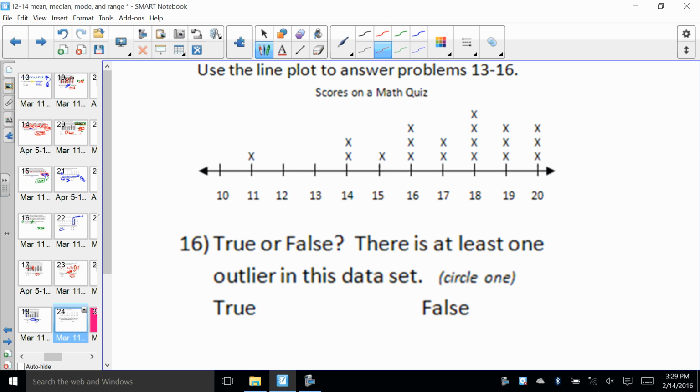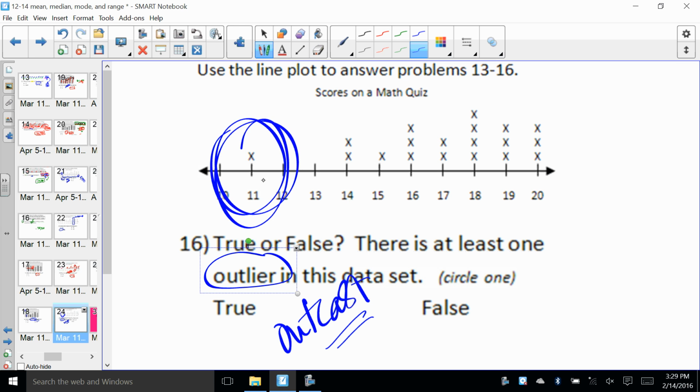Okay, moving on here, guys. True or false? There is at least one outlier in this data set. Outlier is the same term as an outcast. Is there something that just doesn't fit in? It's the idea of which one of these things just doesn't belong. You should say totally. Right here, number 11, is an outlier. Right there is our outlier. So we'd say true for sure.